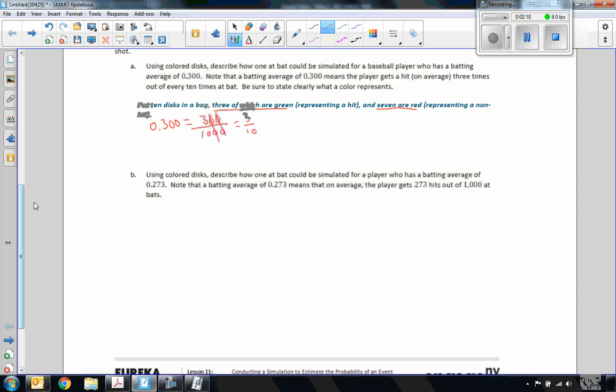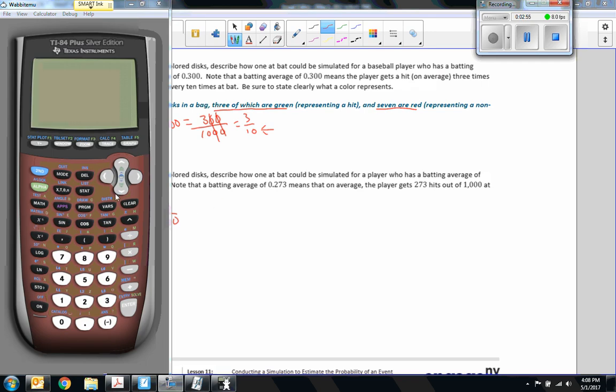Now B says, using colored discs, describe how one at bat could be simulated for a player who has a batting average of 273. Note that a batting average of 273 means that on average the player gets 273 hits out of 1,000 at bats. This is 0.273 or 273 thousandths. So that is 273/1,000. Now on the previous problem, we were able to take 300 divided by 1,000 and reduce it down to 3 out of 10 and use our bottom total, 10, for our total number of discs. There's a problem with this one.